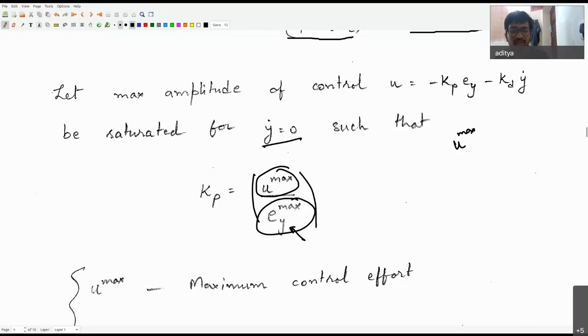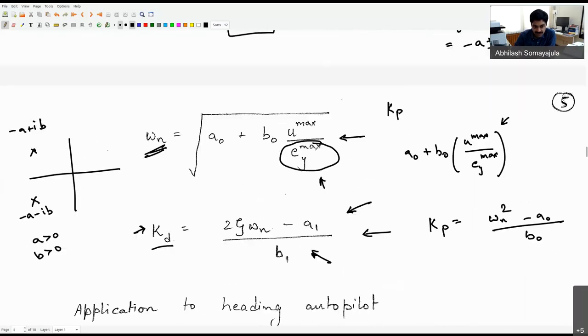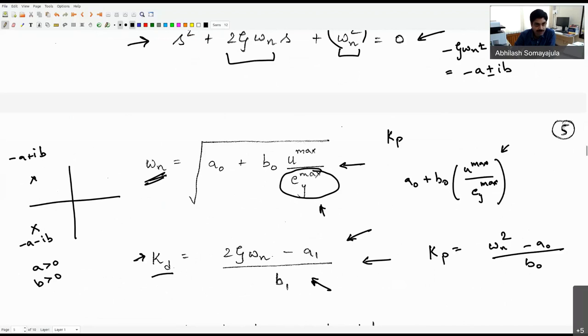Okay. That is all we are saying in this particular case. We'll do one thing. We'll stop here for now. And in the next class, we'll look at the application of this method, which we just discussed, to a heading controller problem. And that will clear things up much more. We'll take a look at a Nomoto model, and we'll try to apply this approach to that heading control problem, and then we'll see what's happening.